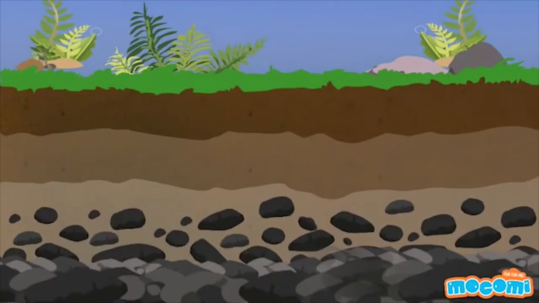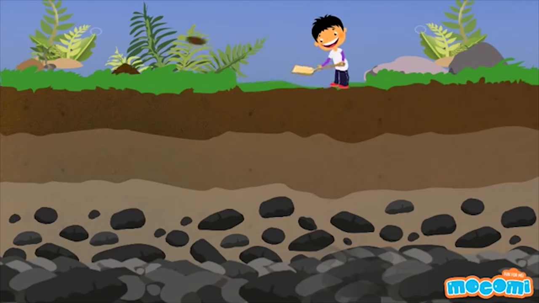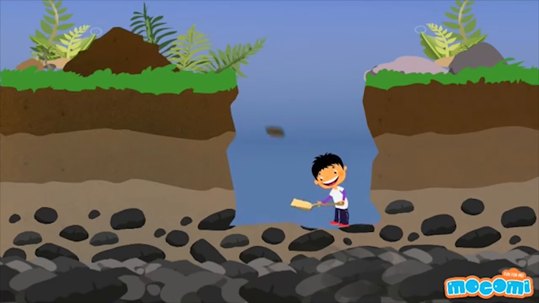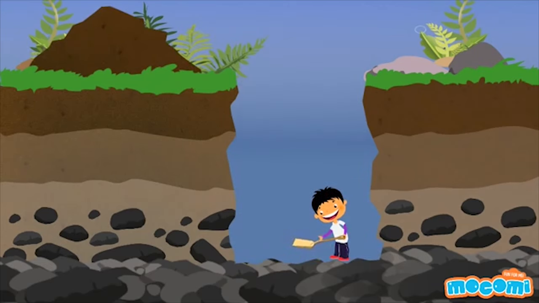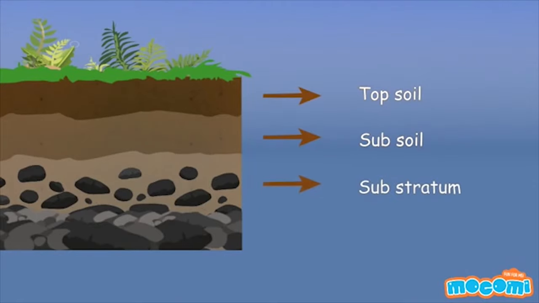What is soil profile? A vertical section cutting through the soil showing the different layers of the soil is called a soil profile. Soil profile can be seen by looking at the sides of a recently dug trench or while digging a well or the foundation of a building. Soil has three different layers: topsoil, subsoil, and substratum.